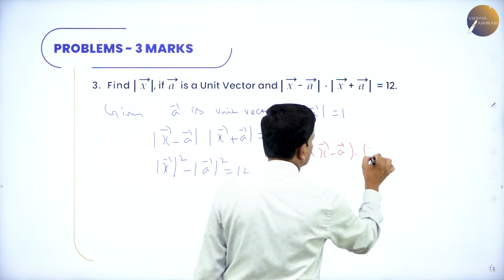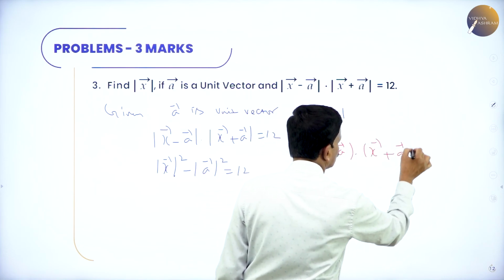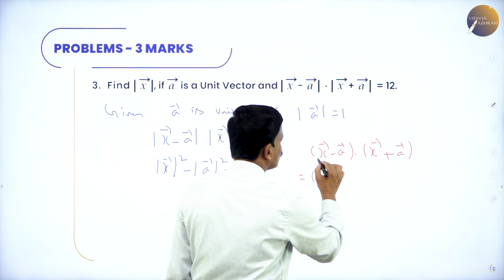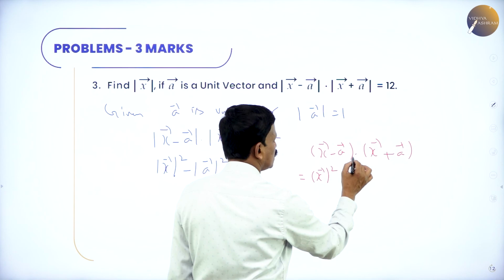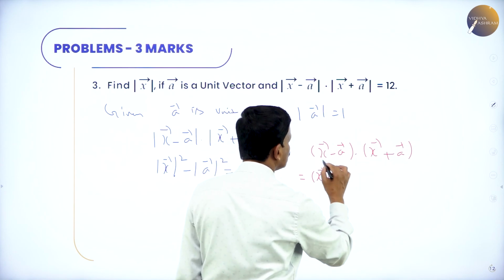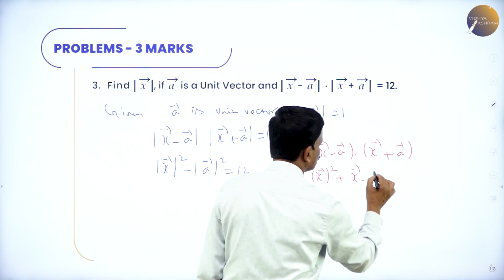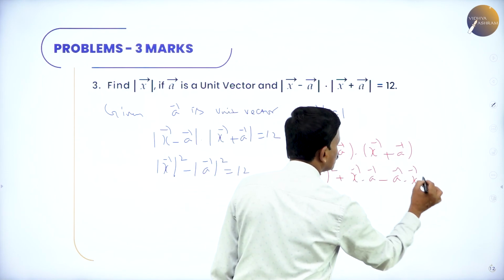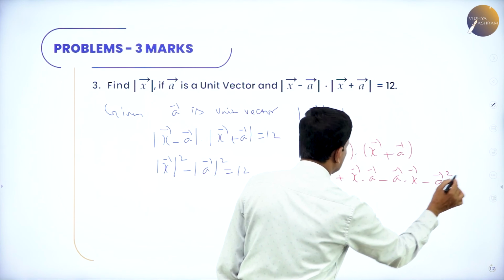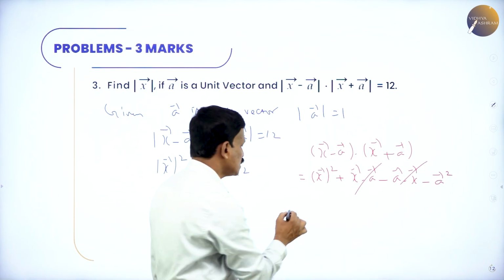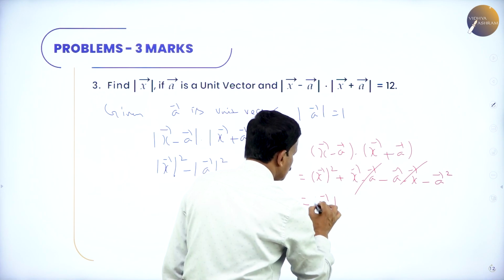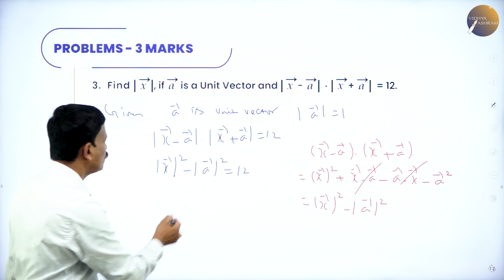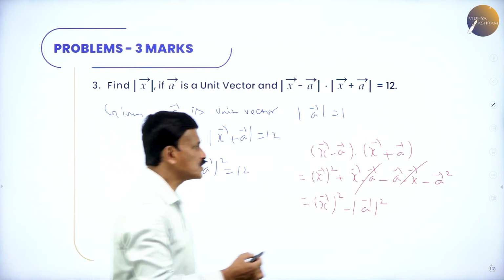x minus a dot x plus a can also be written as: x into x is x square, again plus into plus it is plus x dot a, minus a into x is a dot x, minus into plus minus a square. x dot a and a dot x get cancelled. This is equal to length of x square minus length of a square. So length of x square minus length of a square is equal to 12.